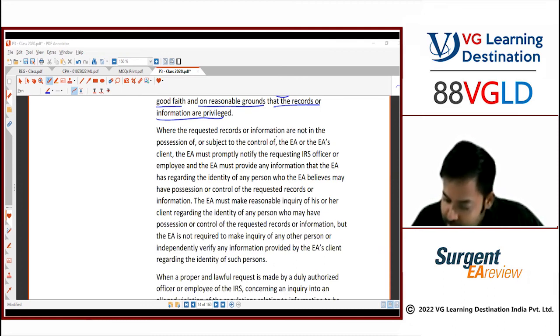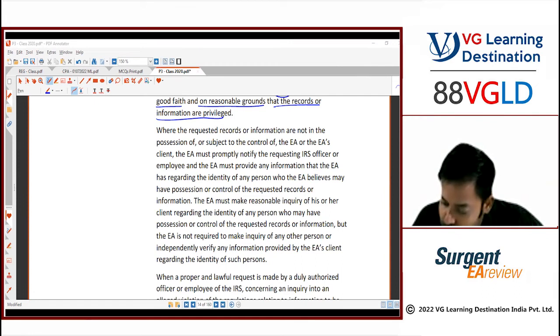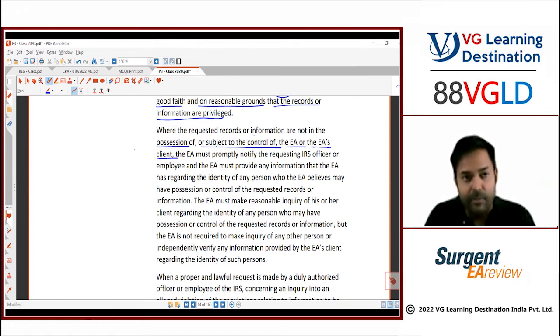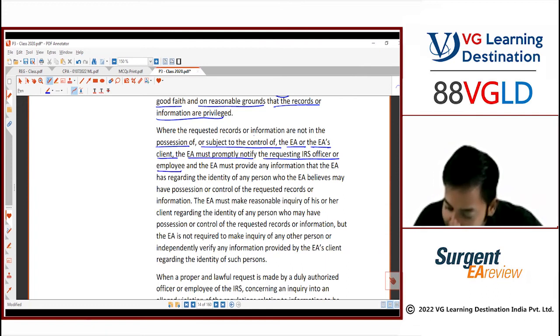Where the requested records or information are not in the possession or subject to the control of the EA or the EA's client. So when the IRS is asking for some information and you do not have it, or the client does not have it, the EA must promptly notify the requesting IRS officer or employee, and must provide any information the EA has regarding the identity of a person who the EA believes has possession or control of the requested information.